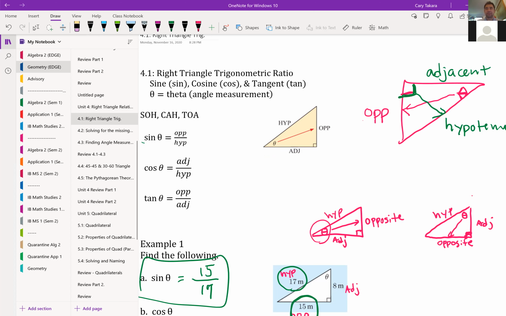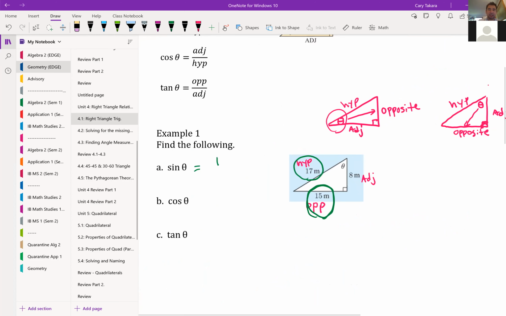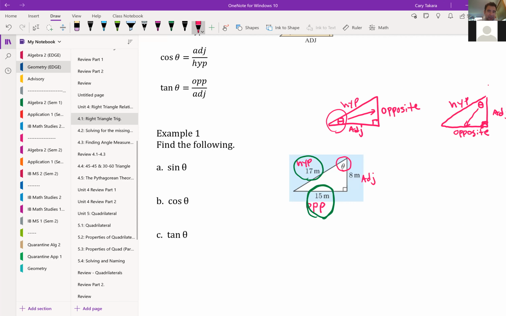That's what we did yesterday. This is just one simple example here. The theta is over here now, okay? That means the opposite is the bottom side. You see that? So that 15 is the opposite, the hypotenuse is 17, and then 8 is adjacent. So you need to label that.